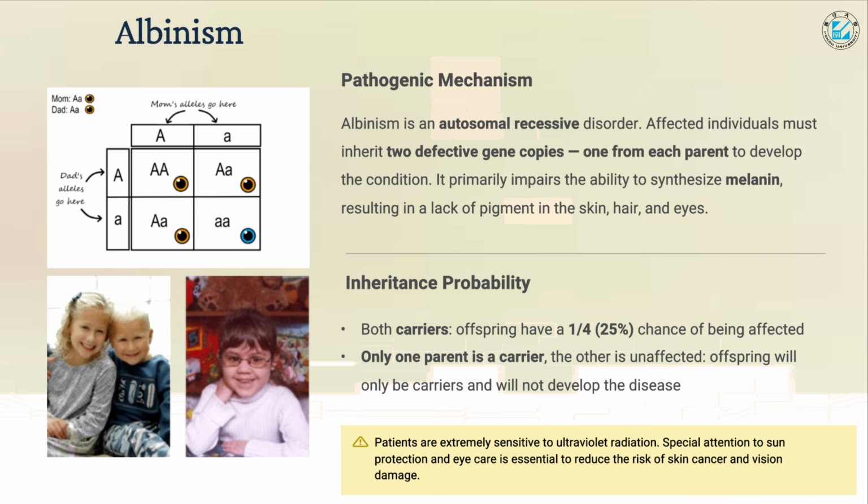Although achondroplasia is autosomal dominant, about 80% of cases occur due to new mutations, also called de novo mutations. This means neither parent has the disease, but the mutation arises spontaneously in the child.